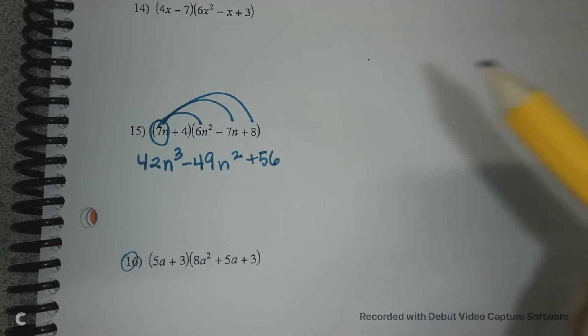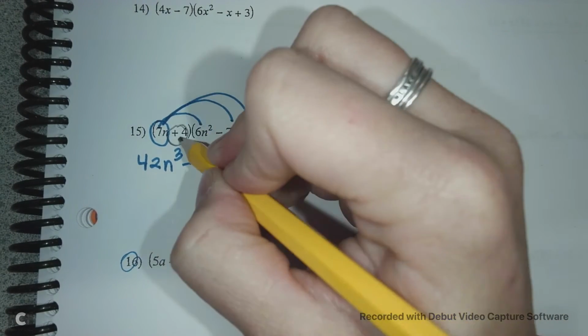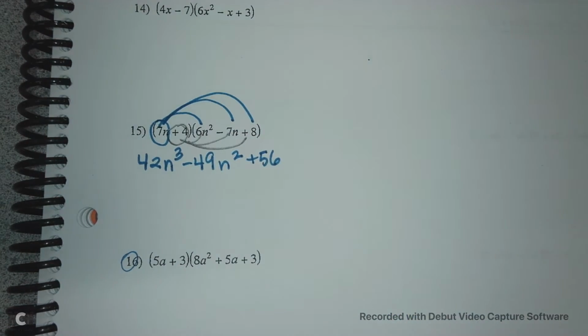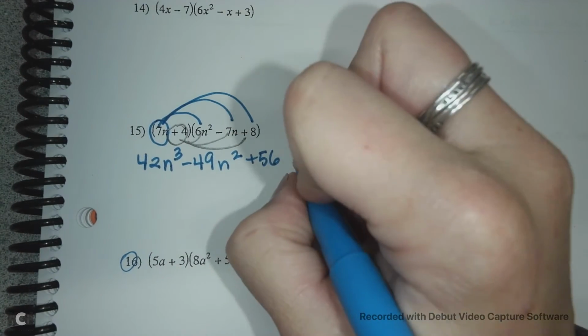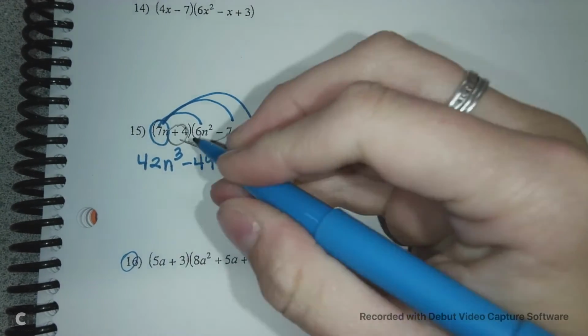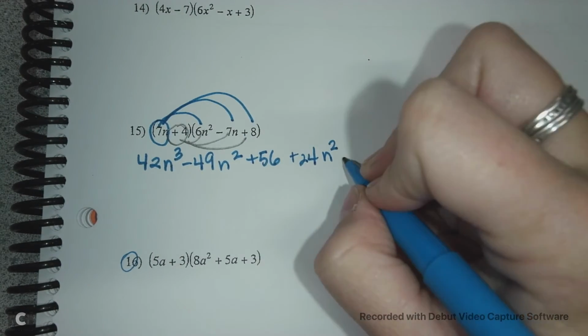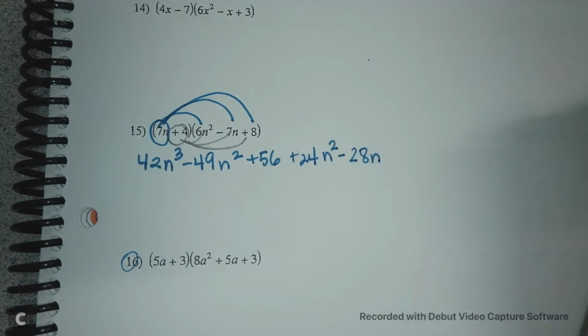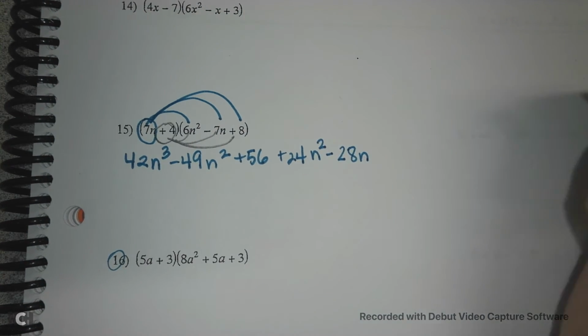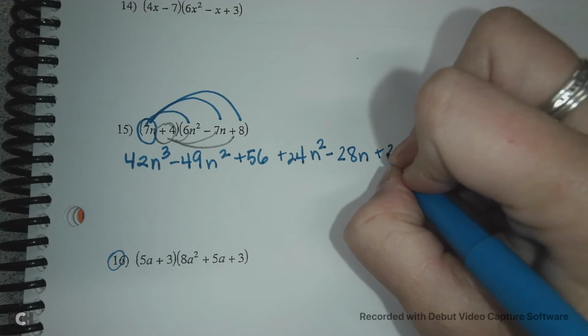Then we have to distribute our next term, which is this positive 4, to the 6, the negative 7, and the 8. So 4 times 6 is 24. And then I don't have another n with my 4, so it's just n squared. 4 times negative 7 is negative 28. Same thing, I don't have another n, so it's just an n. And 4 times 8 is 32.